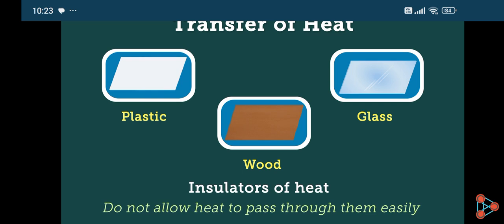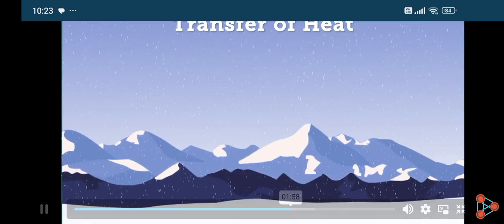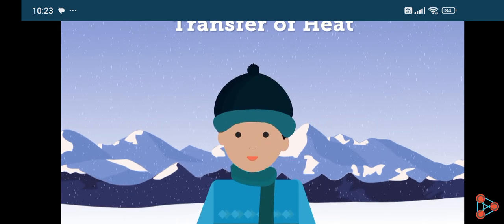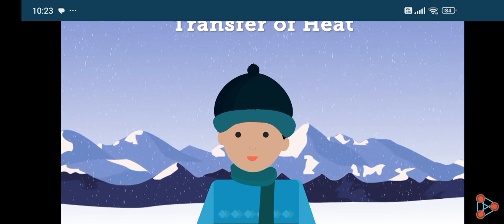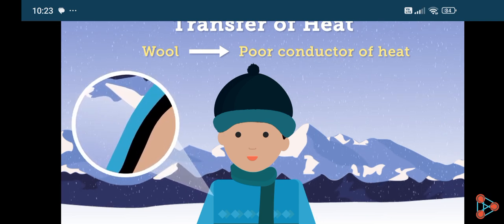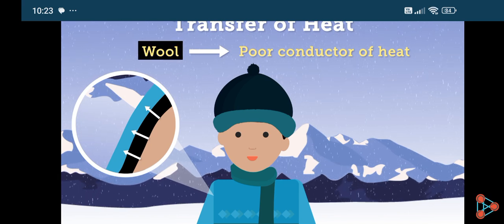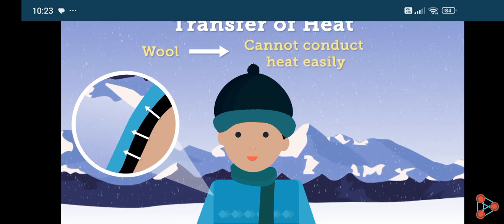Let us relate this concept to a practical situation. Have you ever wondered why we prefer woolen clothes in winter? Yes, they keep us warm. But how do woolen clothes help us feel warm? That's because wool is a poor conductor of heat. The air trapped inside the wool prevents the flow of heat from our body, and as a result, we feel warm. In this case, the wool prevents the transfer of heat to keep our body warm. It means the wool cannot conduct heat easily.